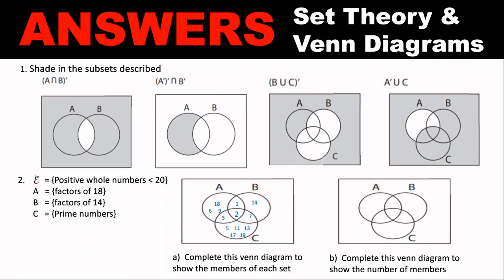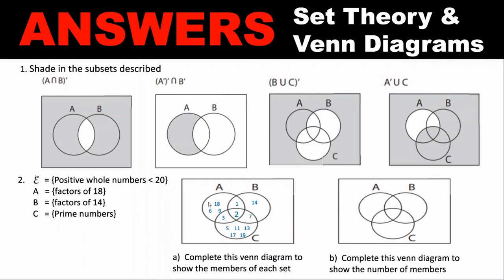I filled in the elements of set A, I filled in the elements of set B, I filled in the elements of set C, but don't forget about the universe. The universe contains all of the positive numbers less than 20. Have you done that already? If not, hit pause now and make sure you do that before I put it up.